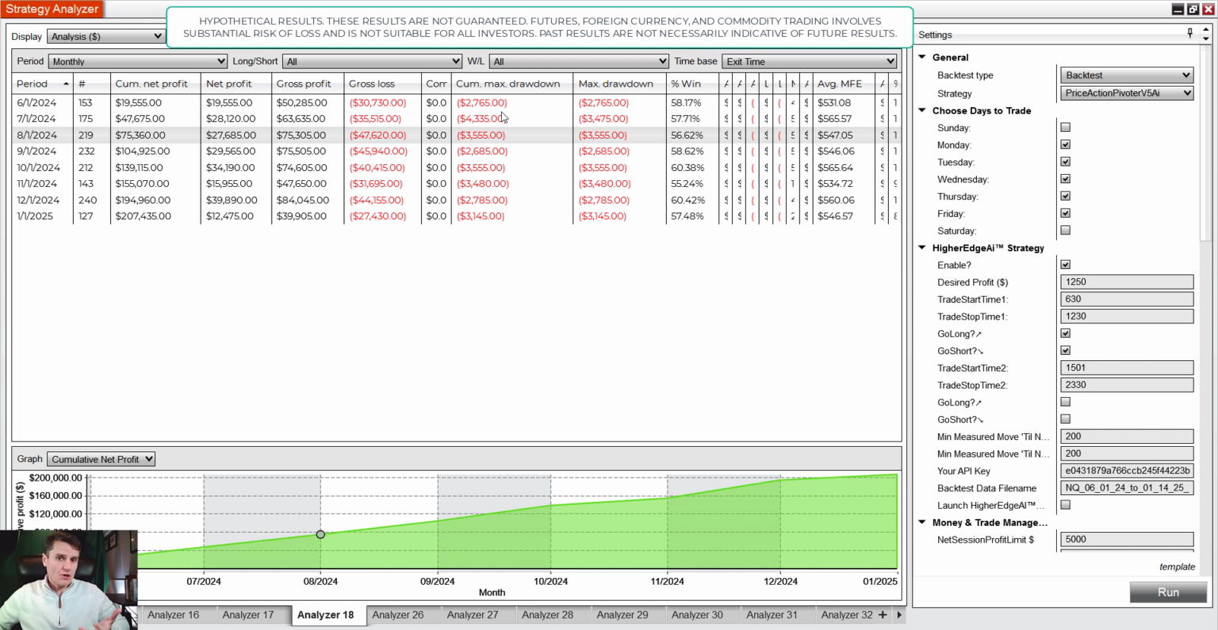Now again, I get this question all the time. Well, does this work on the micros? I don't want to trade the E-minis. I want to trade the micros. Of course, it works on all futures instruments. In fact, I don't stop you from using any of it. I'm going to show you ES, I'm going to show you NQ, I'm going to show you GC.